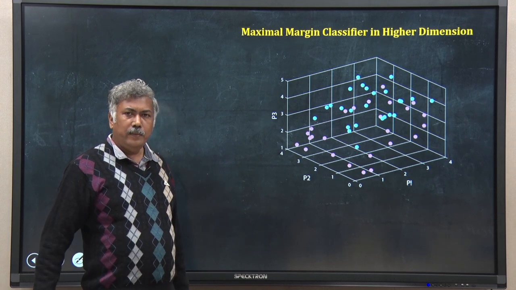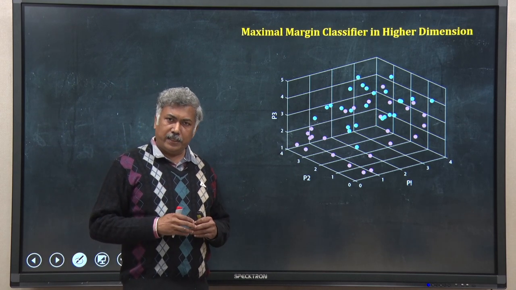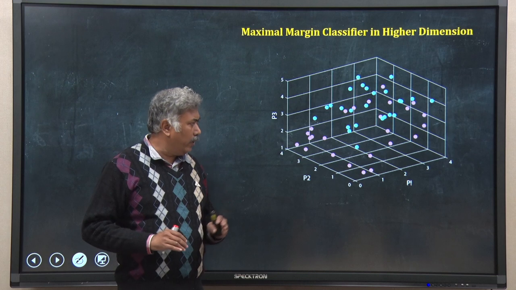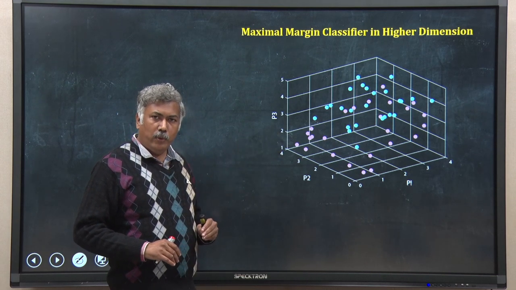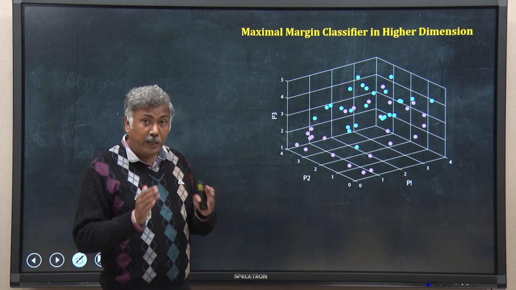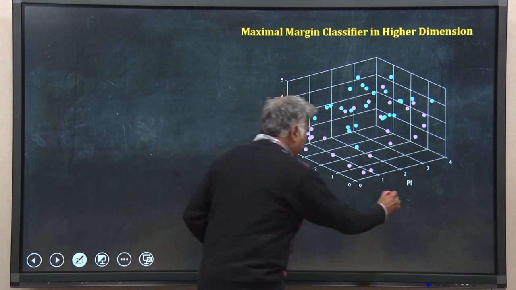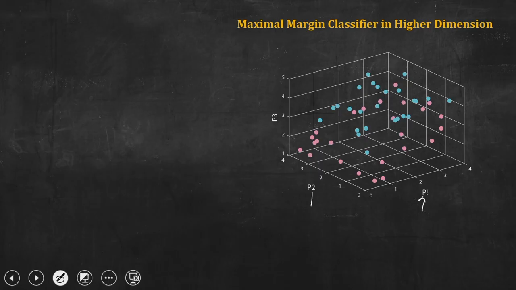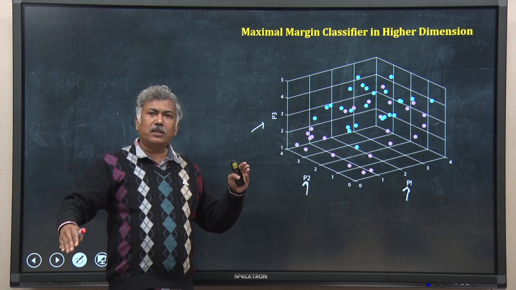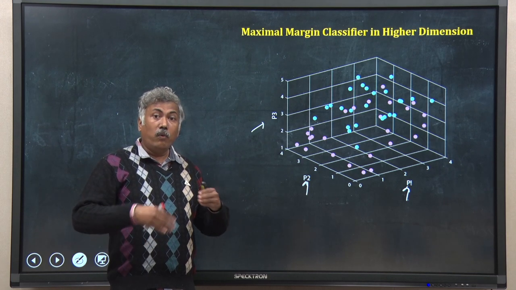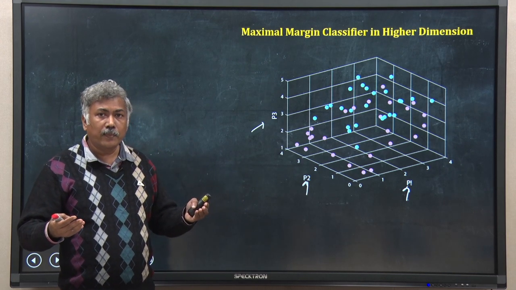Take this example. It is a three-dimensional data set. Again, it is binary because I have two classes, positive and negative, colored pink and blue, but the parameters or the predictors or the features are three, P1, P2 and P3. So, when it was two-dimensional, I drew a line. My decision boundary is a straight line. What should be the decision boundary here?